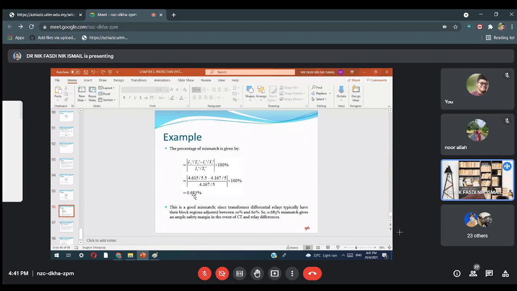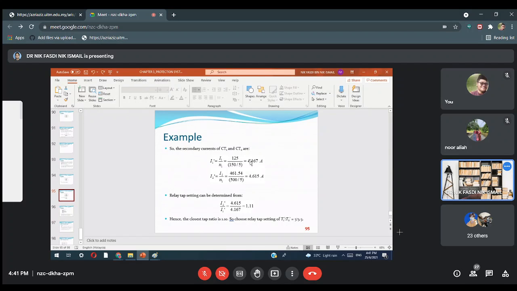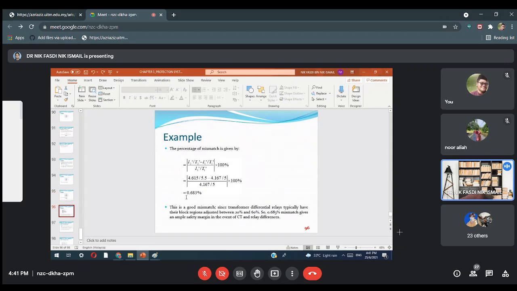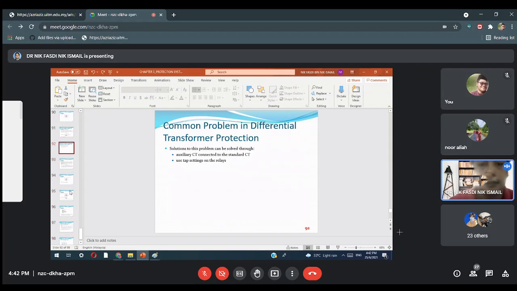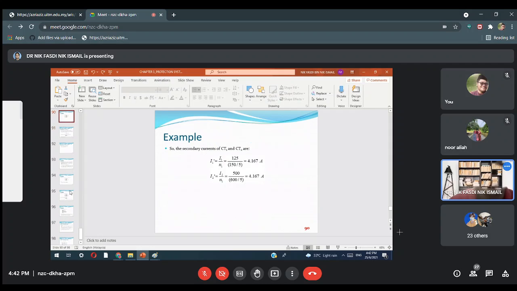Okay, sebenarnya kalau tengokkan mismatch dia tak besar, 0.something. Maksudnya the current kat sini. Okay, kita isu tadi kalau tak pakai tab setting, what happen, nanti dia ada mismatch. After we use the tab setting, we choose the correct tab setting, so dia akan dapat macam ni lah. Betul, in term of mismatch sangat small 0.63%, which is still lagi orang kata acceptable. Okay, so itu maksud dia untuk this example from this common practical problem.